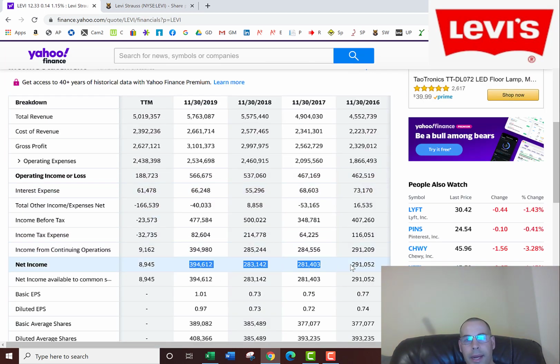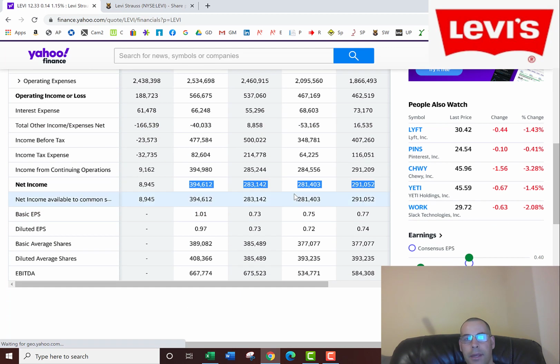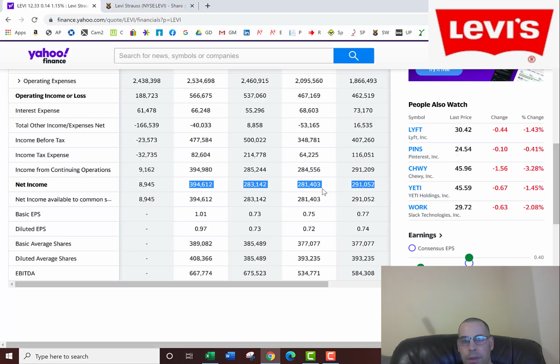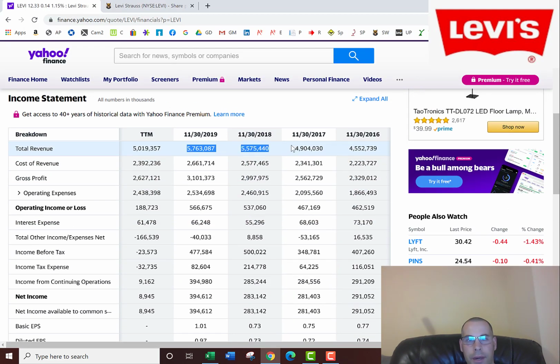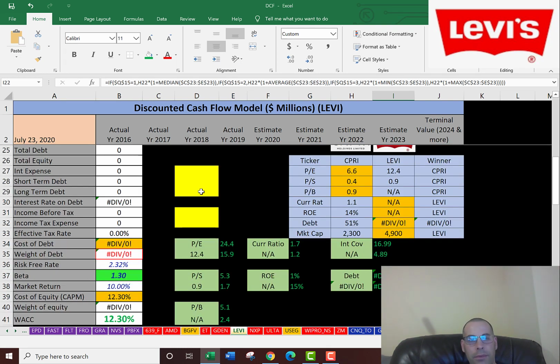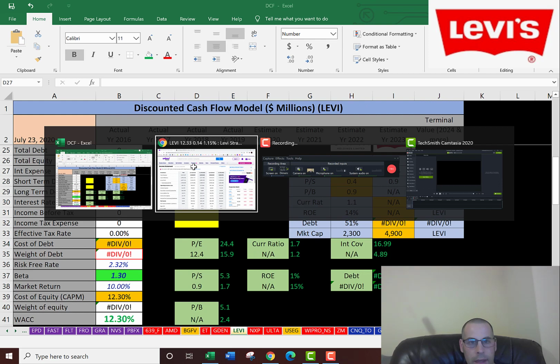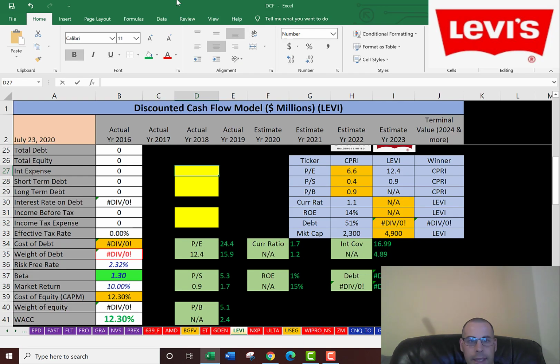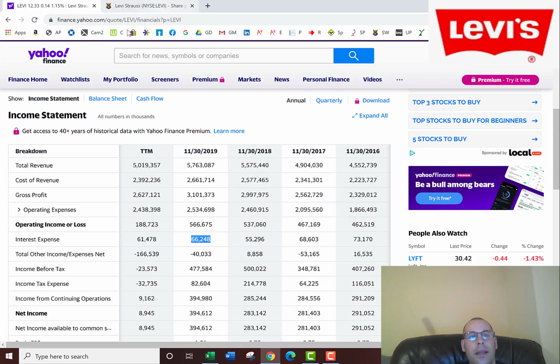Now I'm pulling the net income on the income statement, and this is the profit and loss for the business. And next we need the revenue, which are the sales for each year. The numbers look pretty steady and fairly consistent, so we should get a good value for the company. Let's get their interest expense. That's the interest they pay on their debt. That's $66 million.